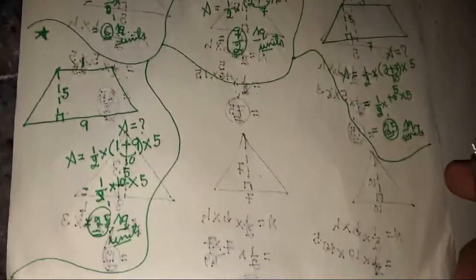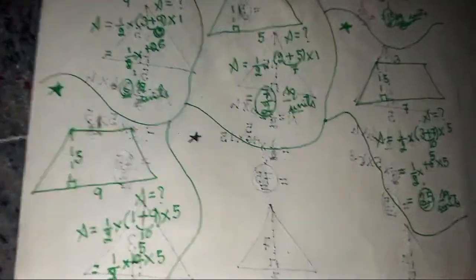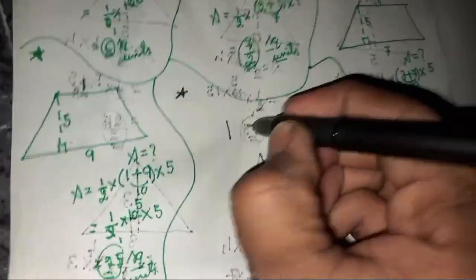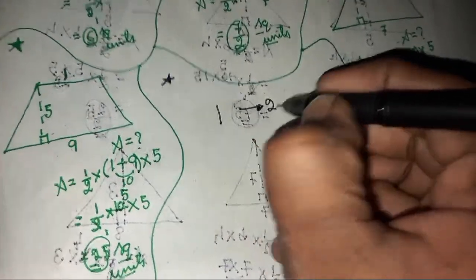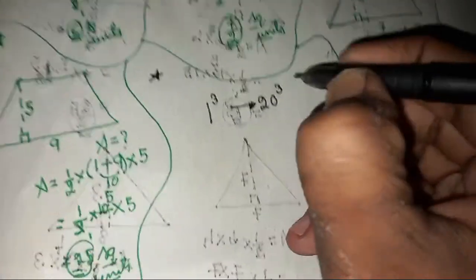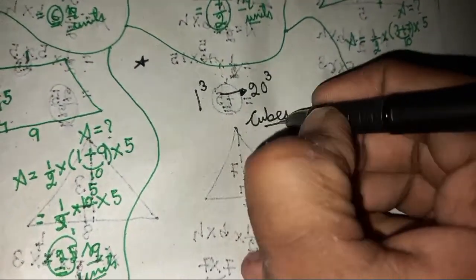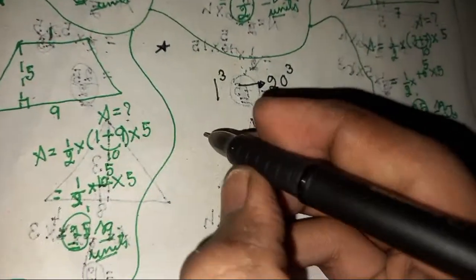Hi dude, now I'm going to do problems on this. Let's do the problem. Here I am doing it from 1 to 20, that is cubes, 1 cube to 20 cube. Let's do them one by one. I'm going to do it by starting with 1.